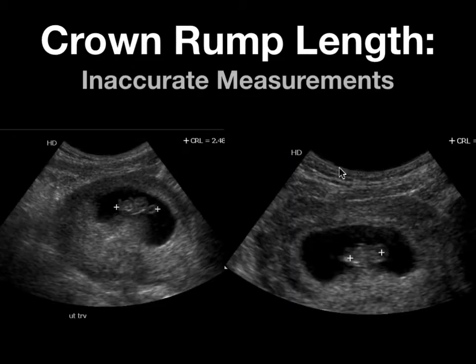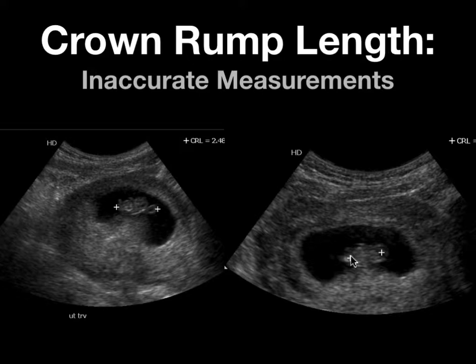Here we have two inaccurate crown rump length measurements. Here you've got one where the yolk sac was included, so this would overestimate. Here you've got one where the calipers are inappropriately placed, so this would underestimate the gestational age.